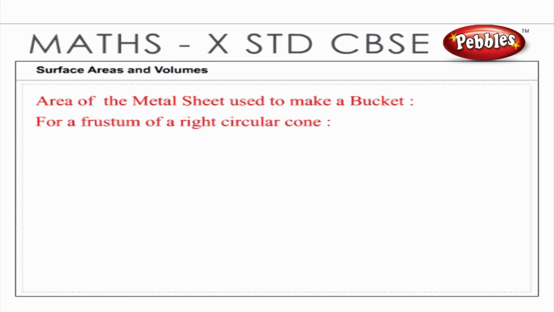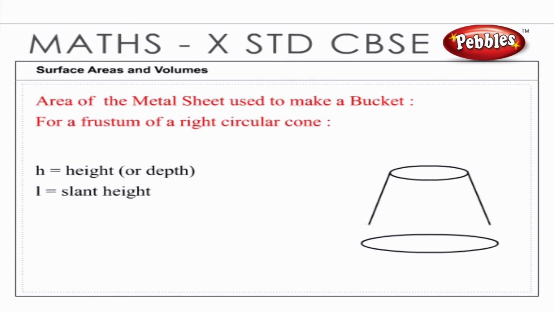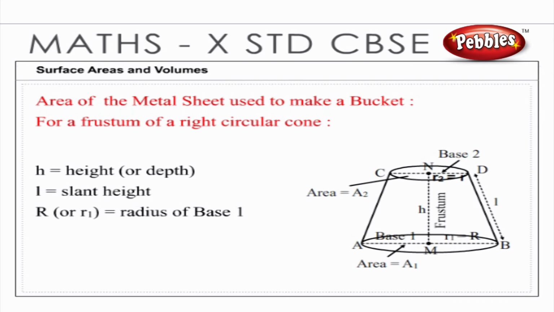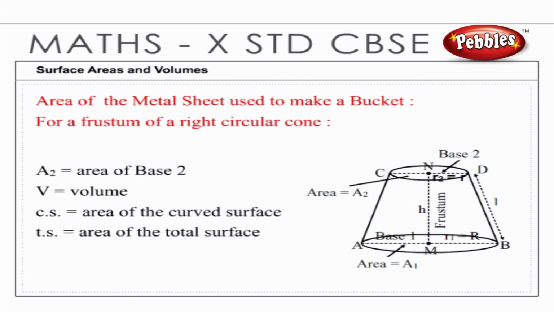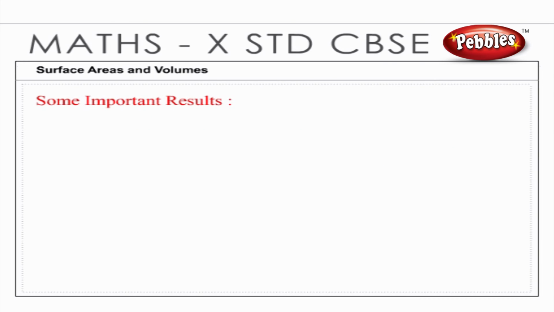For a frustum of a right circular cone, H is equal to height or depth, L is equal to slant height. Capital R or R1 is equal to radius of base 1, R or R2 is equal to radius of base 2. A1 is equal to area of base 1, A2 is equal to area of base 2, V is equal to volume. CS is equal to area of the curved surface. TS is equal to area of the total surface. Some important results are shown on the screen.